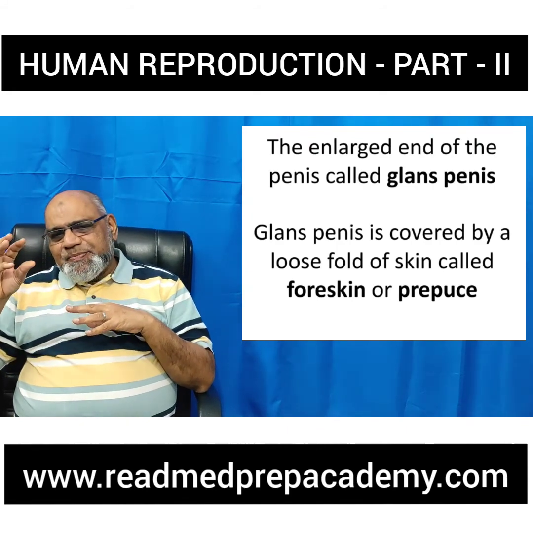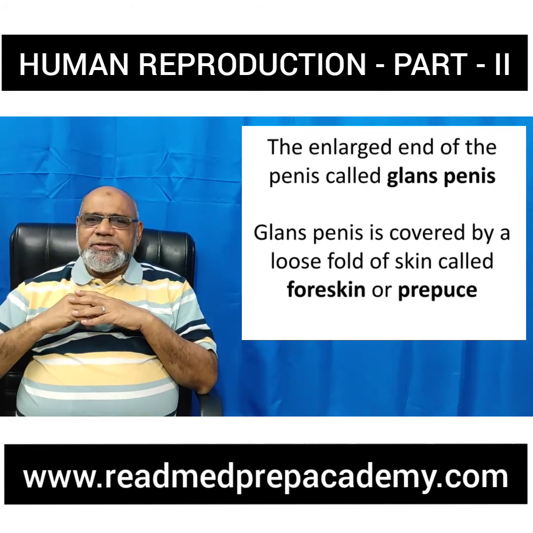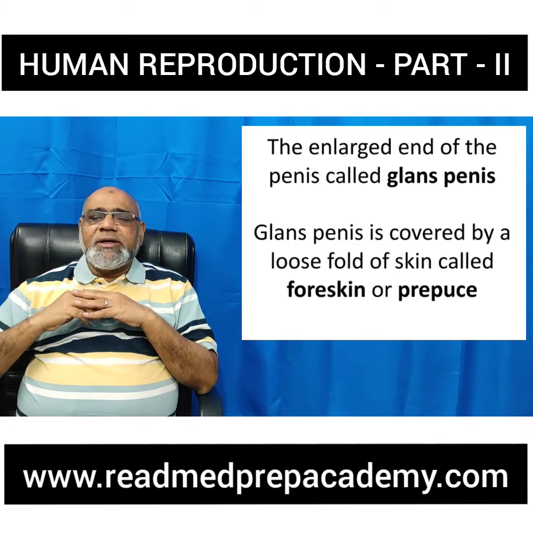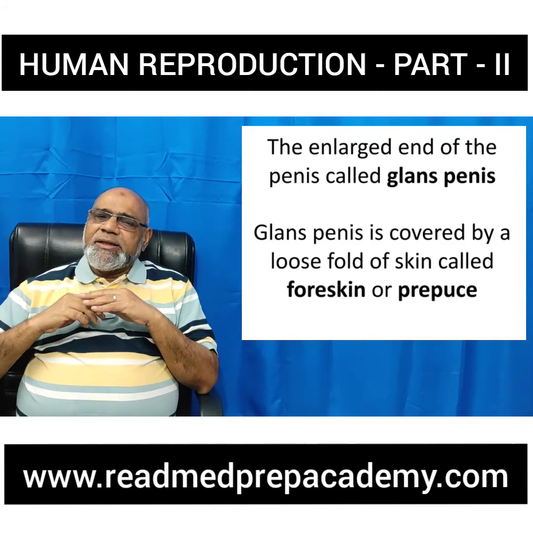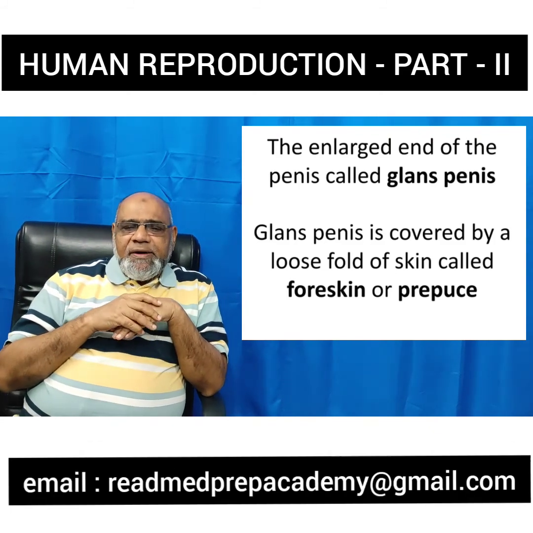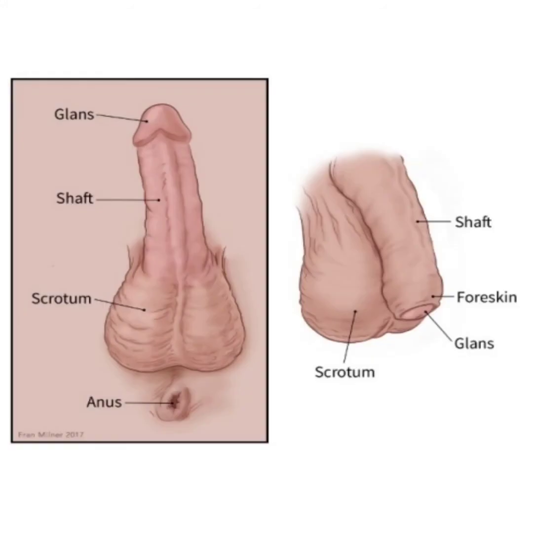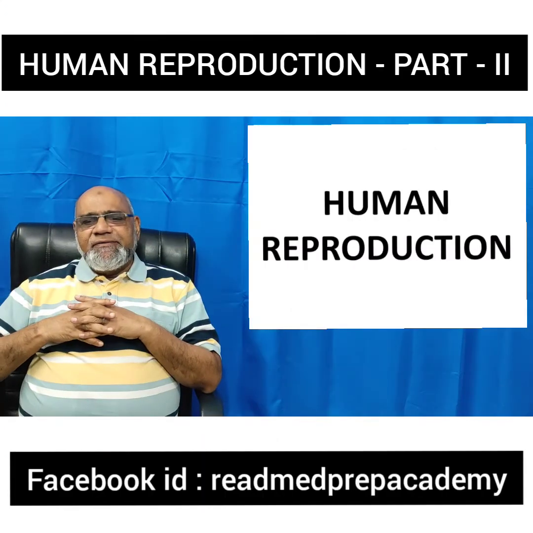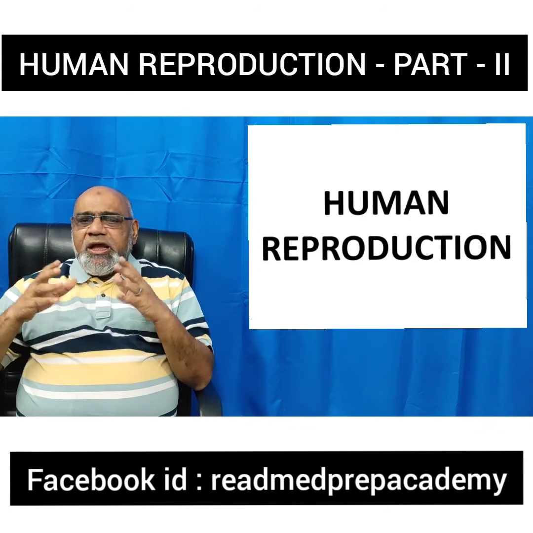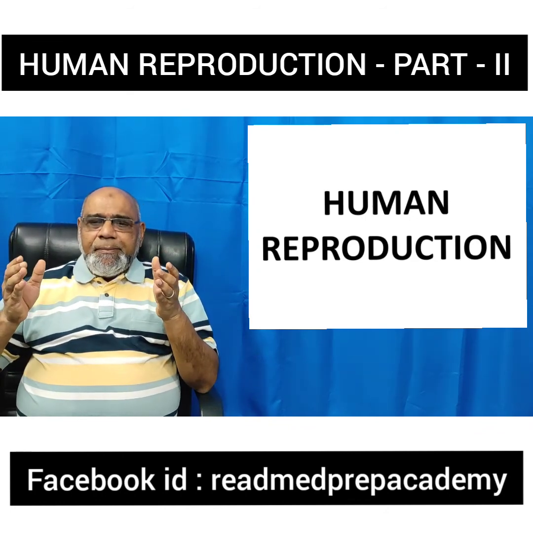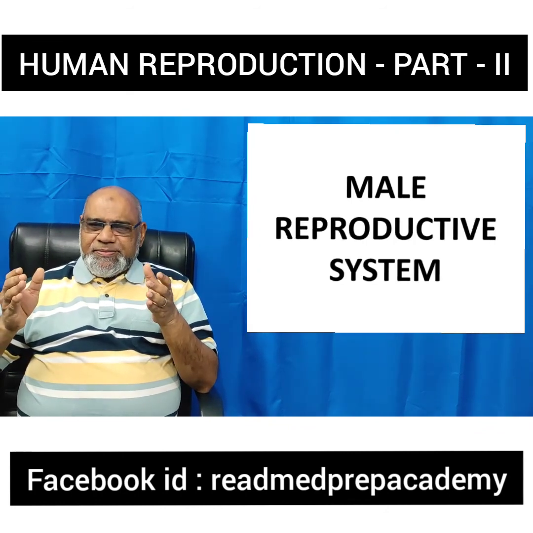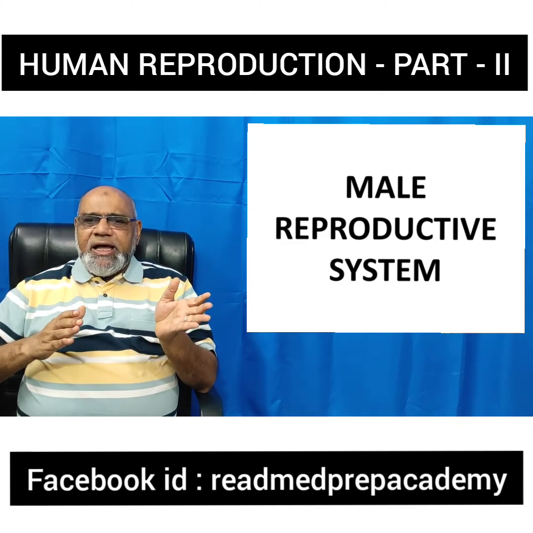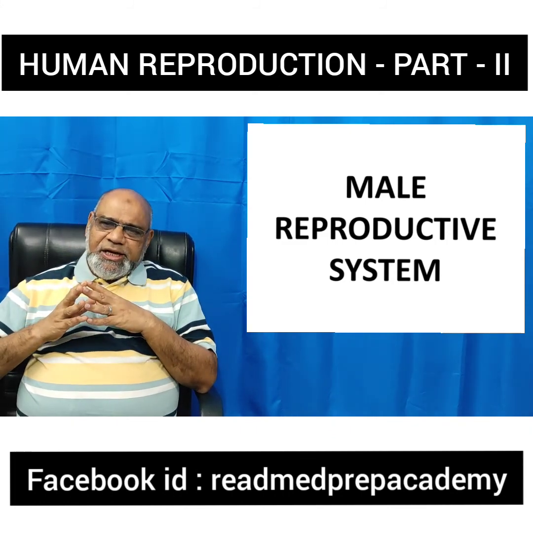The enlarged part that is present in front is called the glans penis. The glans penis is covered by a fold of skin called the prepuce. Behind the glans penis is the shaft of the penis. So today we have discussed about the various male reproductive organs, the internal genitalia and the external genitalia.